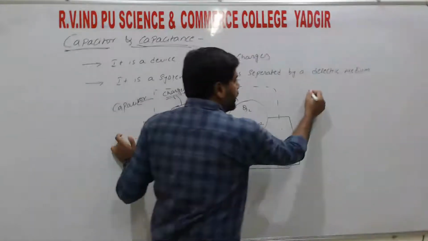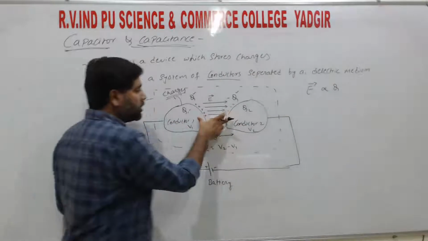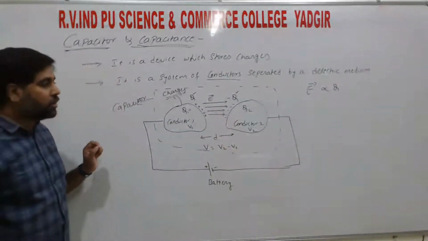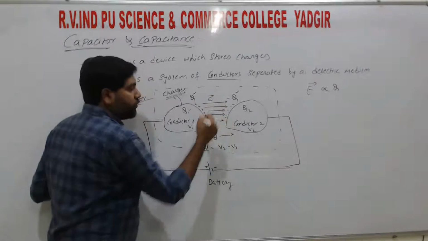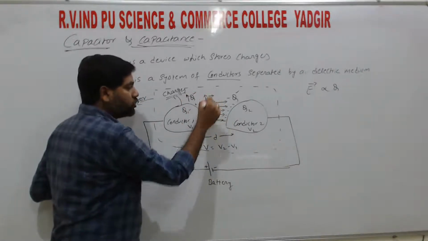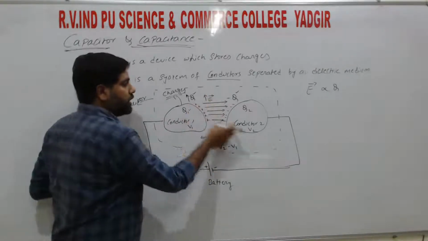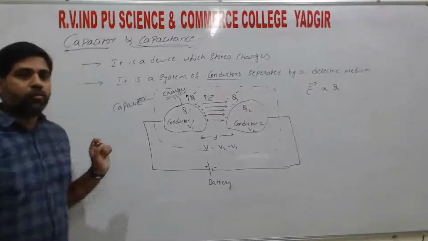The electric field is directly proportional to the charge present on the conductor, right? If we have more charge, then the electric field is increased. That means if we increase the charge, the electric field also increases. Hence we write that the electric field is directly proportional to the charge Q, right?